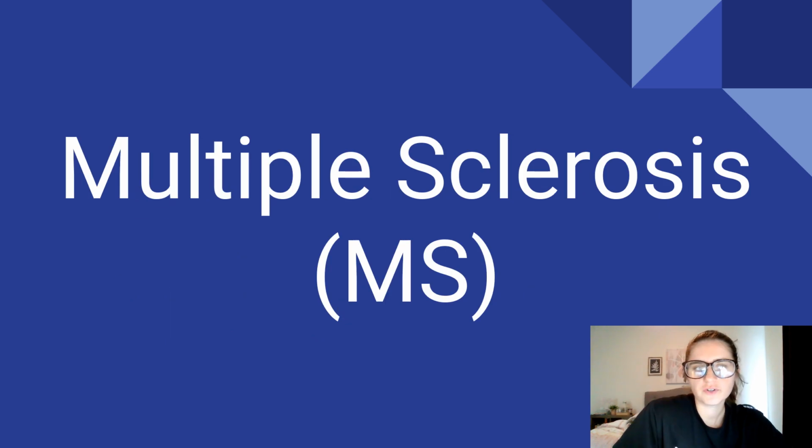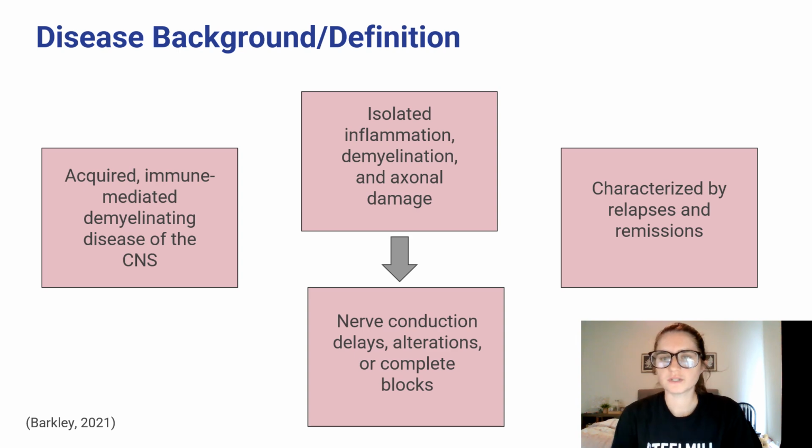So, the first disease that we will be presenting is multiple sclerosis, abbreviated MS. Some disease background and the definition of MS. So, MS is an acquired immune-mediated demyelinating disease of the central nervous system. And the CNS symptoms are caused by isolated inflammation, demyelination, and axonal damage. And that damage leads to nerve conduction delays, alterations, or just complete total blocks, which then gives you your CNS symptoms. And MS can be characterized by relapses and remissions.